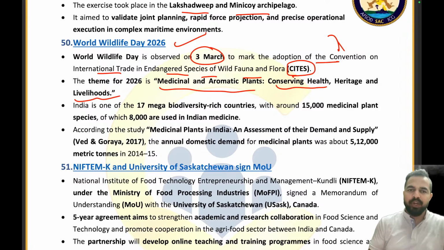So what is the theme for 2026? It is Medicinal and Aromatic Plants, Conserving Health, Heritage and Livelihoods. India is one of the 17 mega biodiversity rich countries with around 15,000 medicinal plant species, of which 8,000 are used in Indian medicines. So World Wildlife Day 2026, we celebrate every year on 3rd of March.